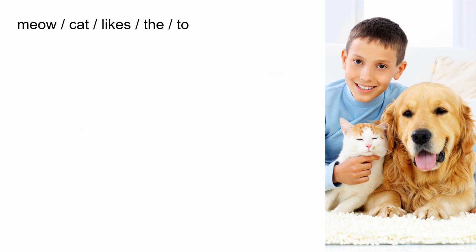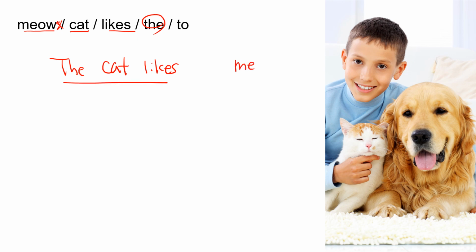The last one, we have meow, cat, likes, the, to. So cat is the only subject here. And then meow is a verb, but there's no s. We need s to be the verb of the subject. So here, the cat likes, and then let's use the cat likes meow, and to infinitive, to meow.